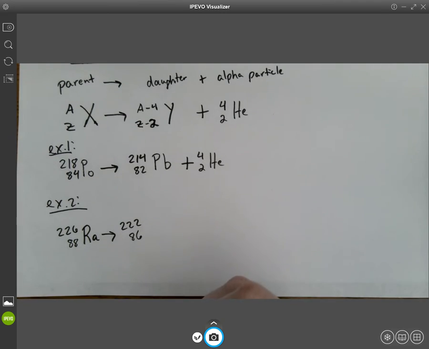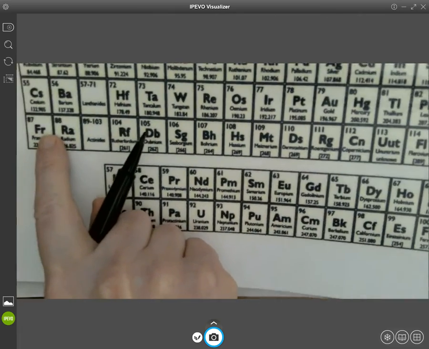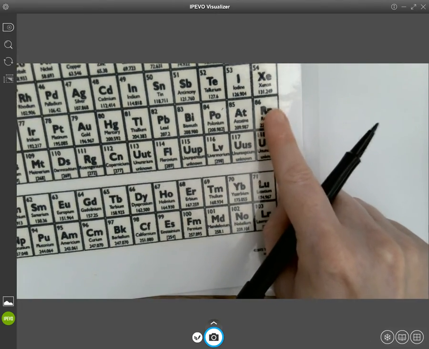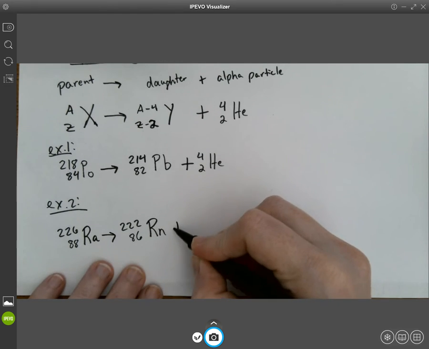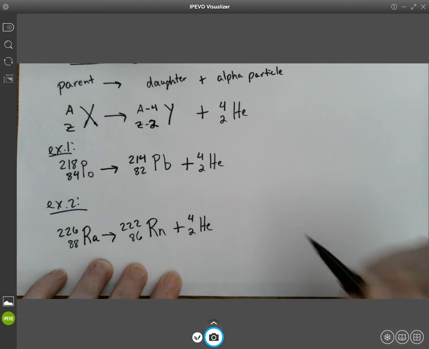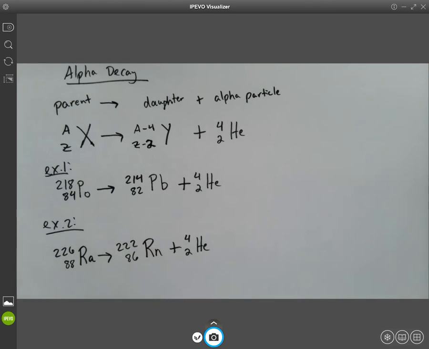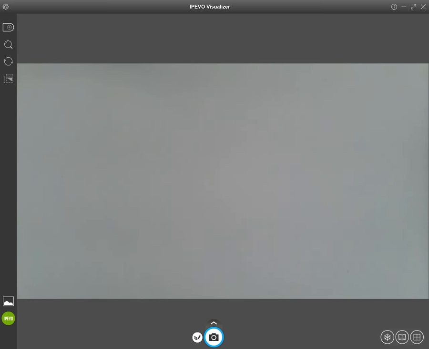So what is atomic number 86? This was 88 radium. We go back 2, we go up a row. So we have radon here. So Rn for radon. We cannot forget our alpha particle here. Okay, so this is alpha decay in a nutshell. This is just the equation here. Now let's look at beta decay. We're going to look at how to write those equations.